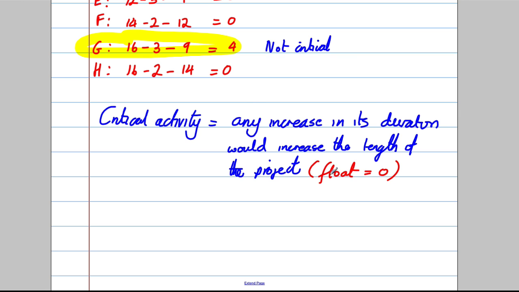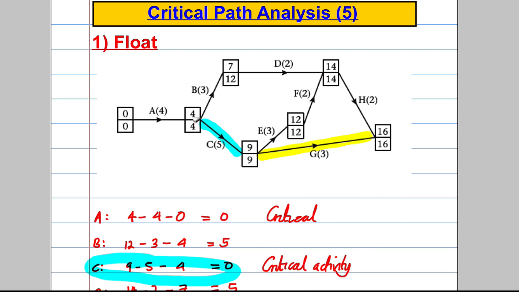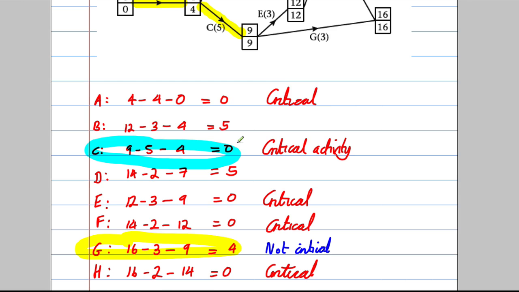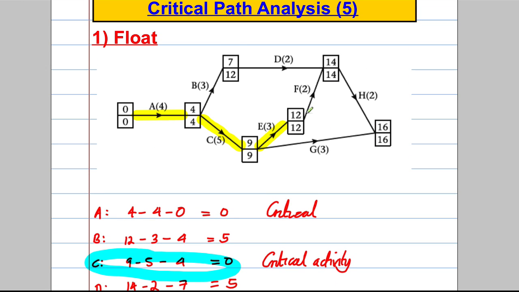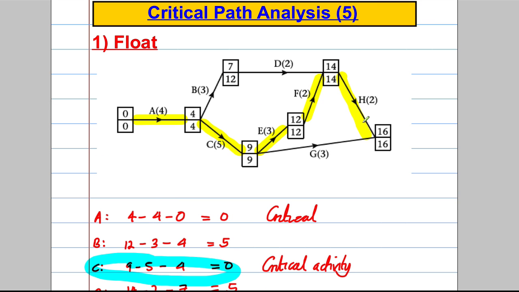Okay? So let's look up here, and this one's clearly critical. And this one's critical. This one's critical. And this one's critical. Okay, so let's highlight those in. So I'm going to rub out what I've done here, and in yellow, I'm going to highlight the critical ones. So the critical ones are as follows. We said activity A is certainly critical. We said activity C is critical. We said activity E and F and H are critical. So E, F and H are critical. And that's it. There are the critical activities.